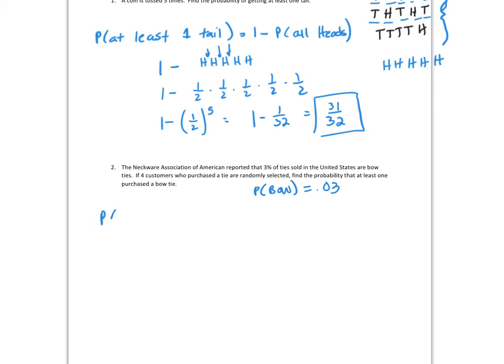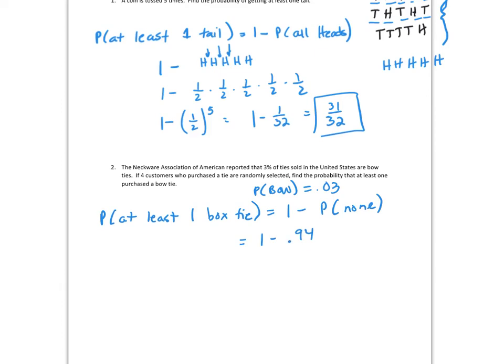So the probability at least one purchased a bow tie is equivalent to 1 minus the probability no one bought one, none. And that would be 1 minus the probability that a bow tie is not bought, which is 0.97. And that's 4 customers.